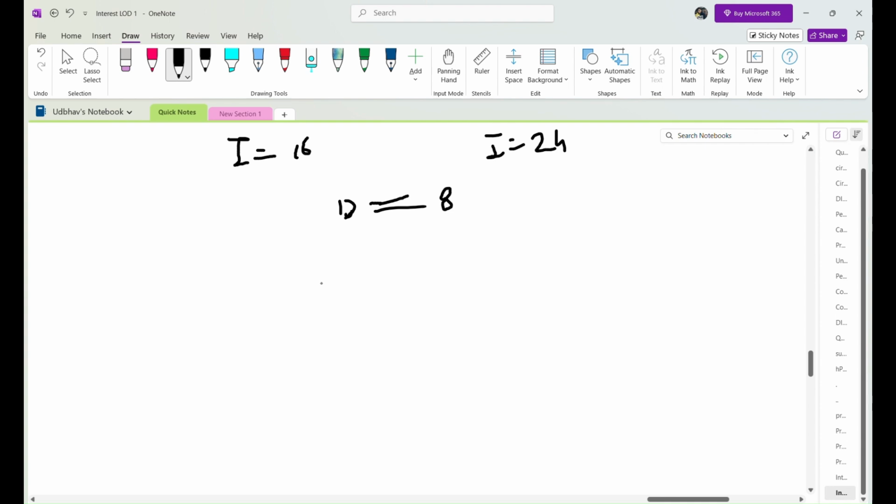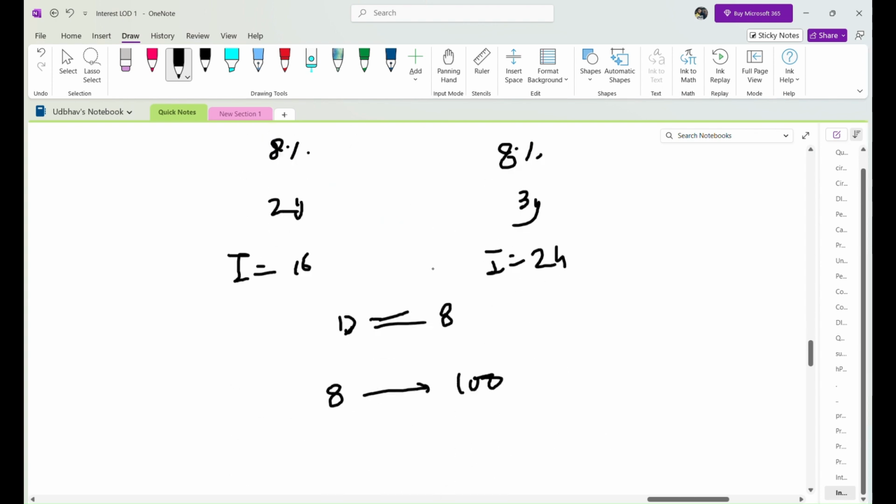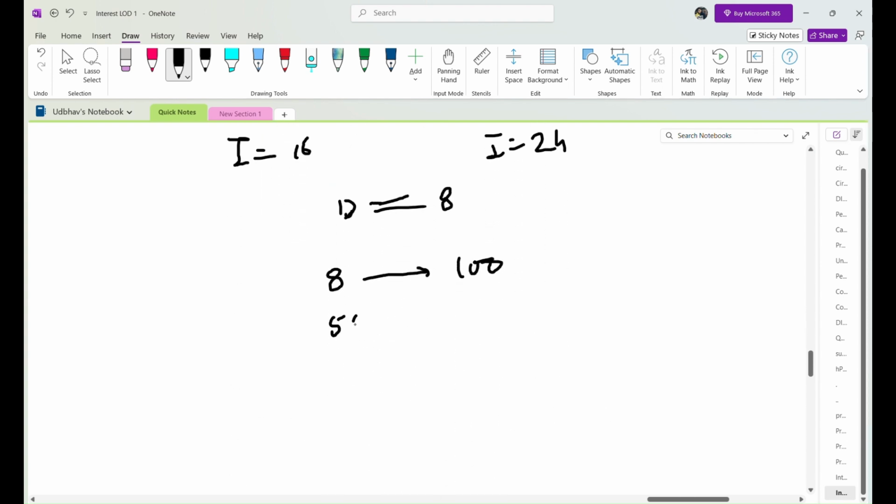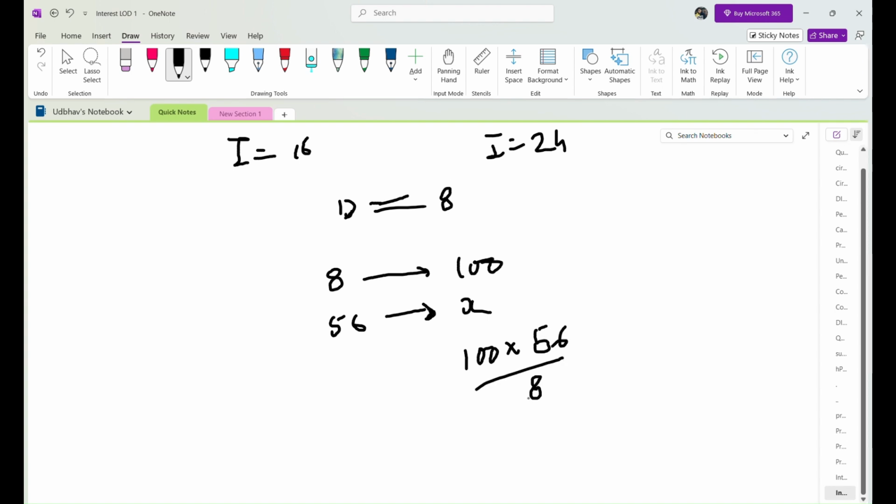So when the difference was 8, our sum was 100. When the difference is 56, our sum will be 100 into 56 upon 8, which is 700.